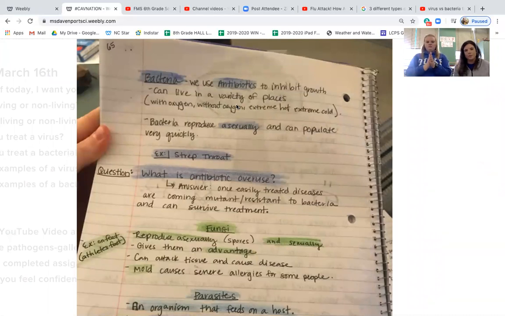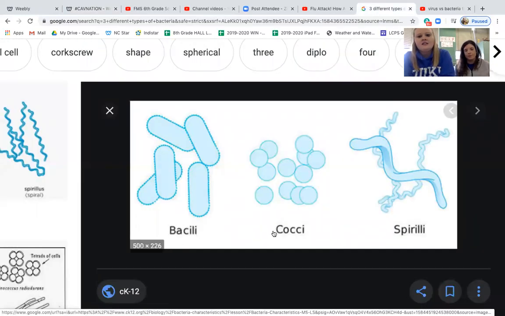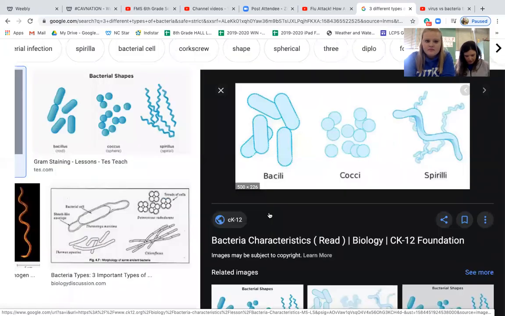Bacteria. So there are 3 different types of bacteria that you can have. Bacilli, cocci, and spirilla. I might be saying that wrong. We'll look it up. I call it spiral. But it can have these 3 different shapes, and that's all that's saying.